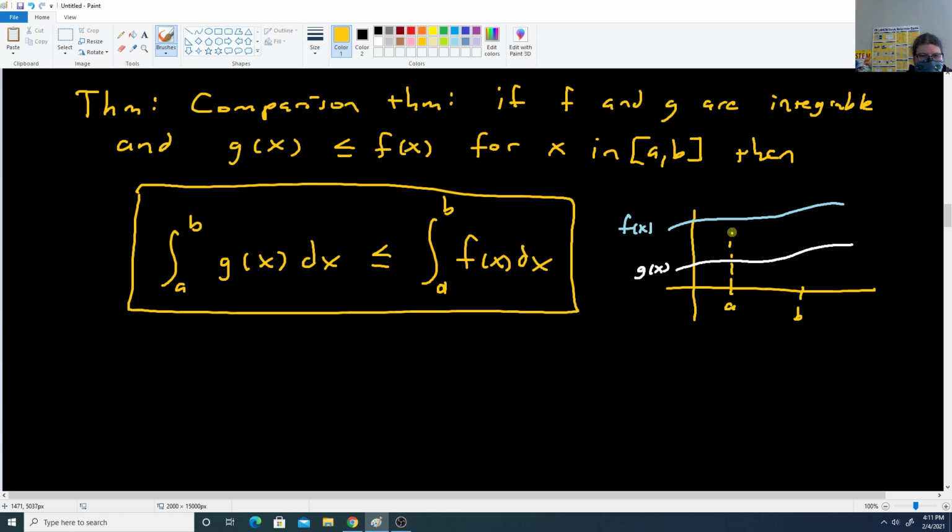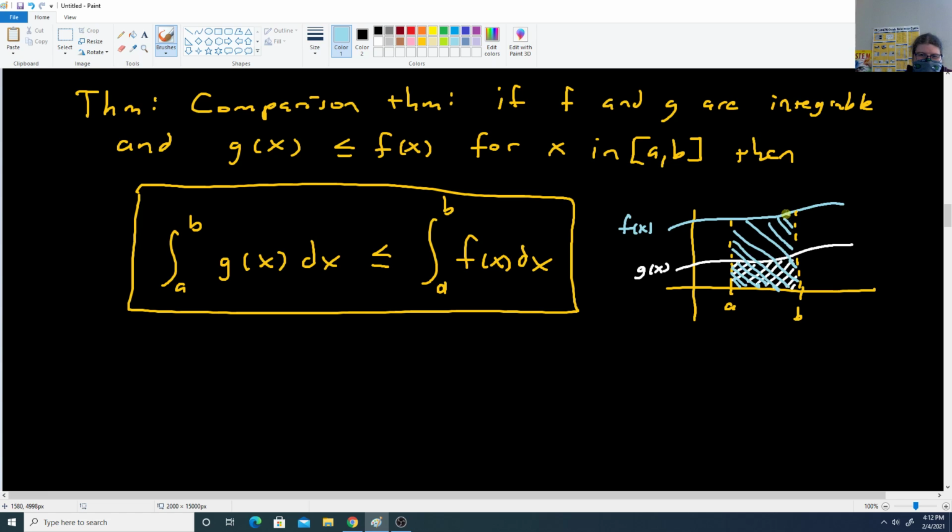So if we look at a to b and ask what area, because the integral from a to b of g of x dx will be the signed area under the curve. What area does g of x map out? Well, g of x maps out this little area right here. That's what the integral from a to b of g of x dx would represent. What about the integral from a to b of f of x dx? Well, since f of x is higher, it will map out all the way up to here.